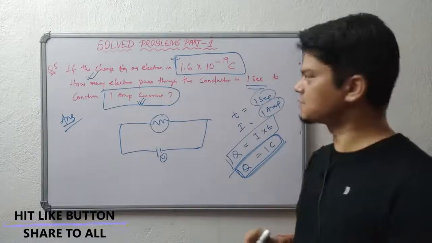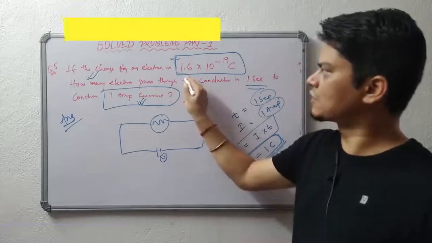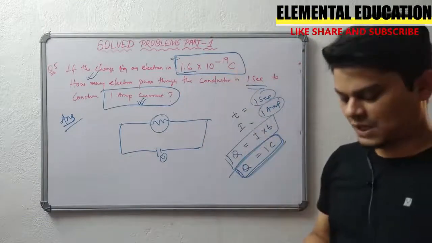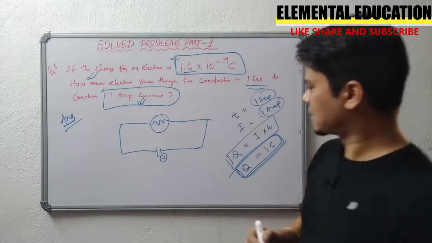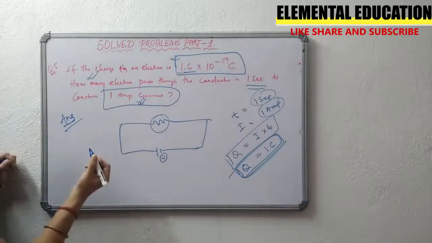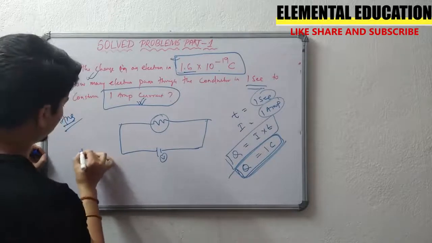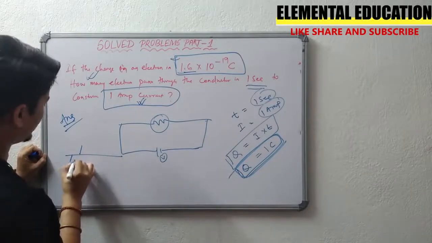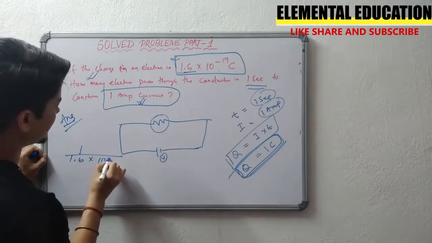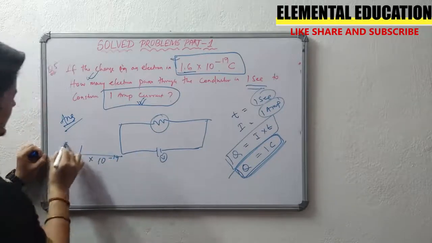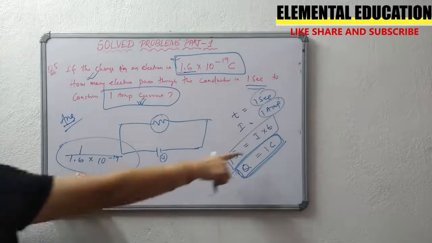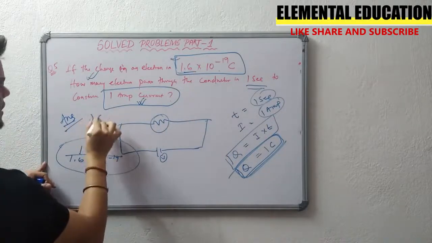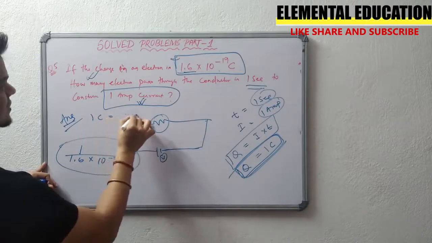1 coulomb of charge means, the charge of an electron is 1.6 into 10 to the power minus 19 coulomb. So 1 coulomb of charge, how many electrons will it contain? 1 by 1.6 into 10 to the power minus 19. Just divide it. 1 coulomb of charge equals this many electrons.